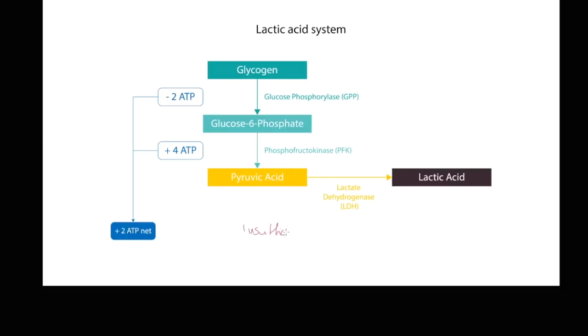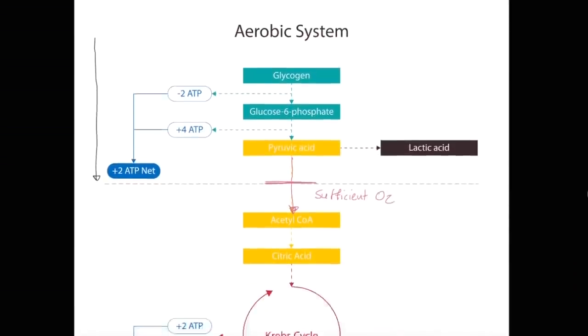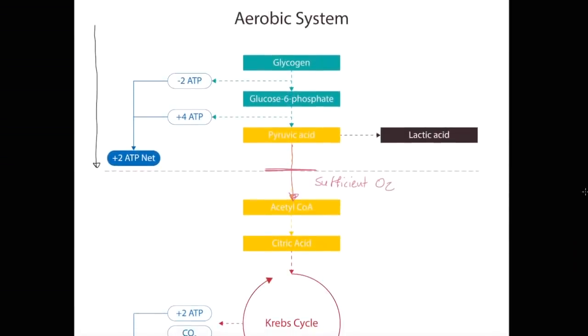Insufficient. Insufficient O2 up here. So we can now start thinking about an aerobic breakdown of glycogen after it's been converted to glucose-6-phosphate into pyruvic acid. Very little has been converted into lactic acid through the process of fermentation in the presence of LDH. And now we can have a look at the next steps.